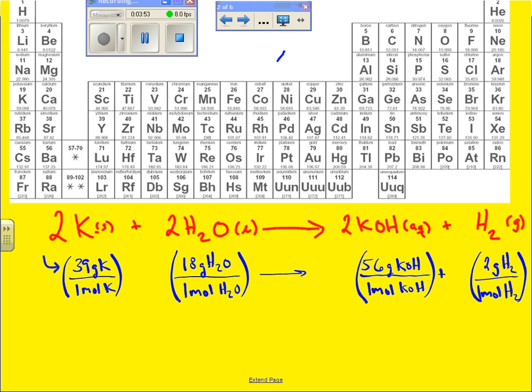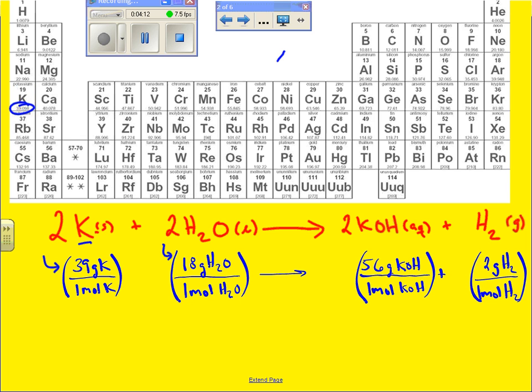So let's take a look at potassium. If I look at the periodic table, it has a molar mass, rounding to the ones place, of 39 grams. So if I have 39 grams of potassium, I've got a mole of it. Water was 18, remember. So if I have 18 grams of water, I have a mole, or Avogadro's number, of water molecules.